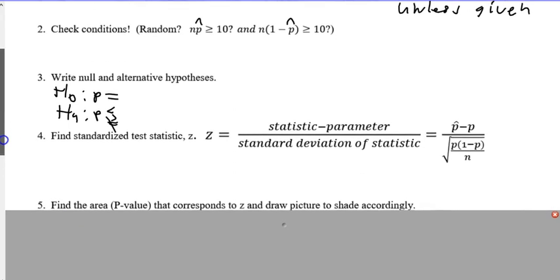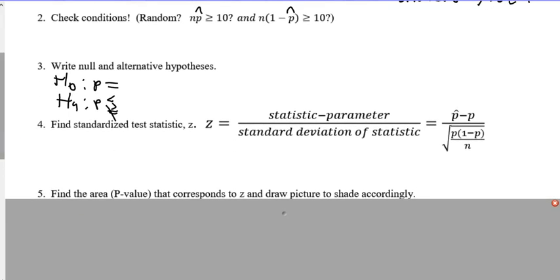Step 4. We're going to do some math. Not very complicated math. We're going to take the p-hat minus the p, because there are 2 numbers, and look, that looks really familiar. We're going to divide by the standard deviation, which we've done already, which is the square root of p times 1 minus p divided by n. It's the same thing.